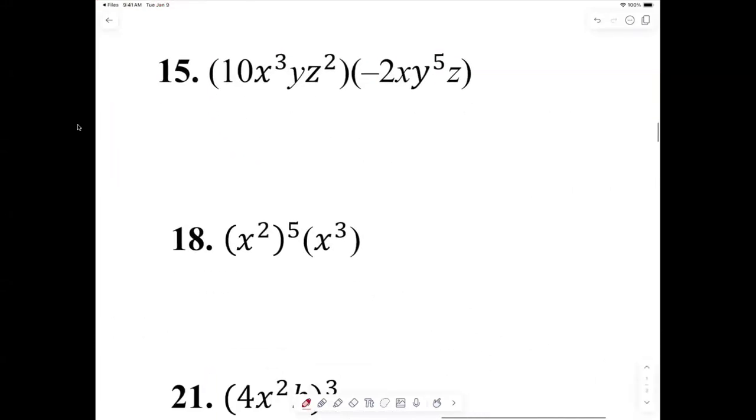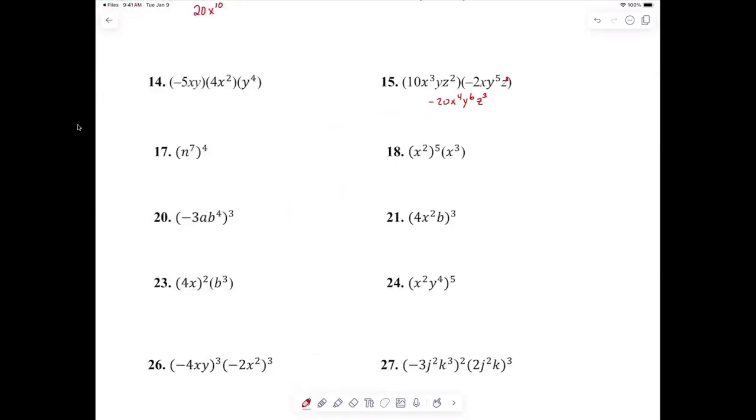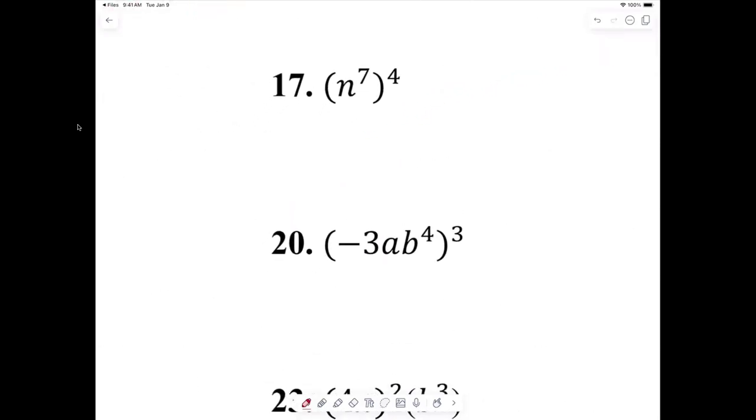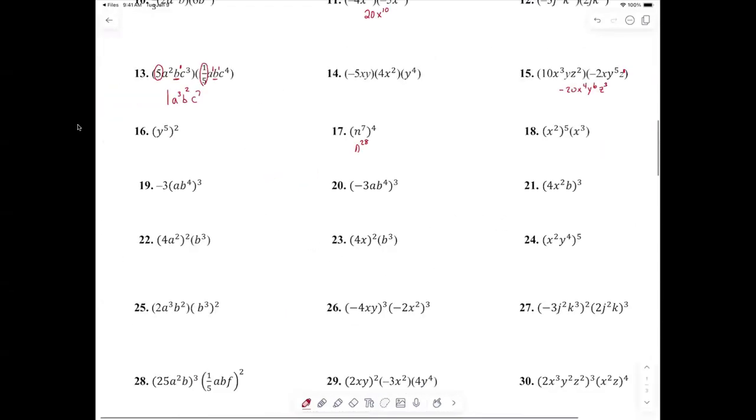15, go. Z to what? Oh. Yes, that's the most common mistake. People forget there's a 1. All right, so now that you made a mistake on that 3 or 4 times, you should be getting better at it. All right, 17. Look how easy that is. Power to power, just multiply. Into the 28th.